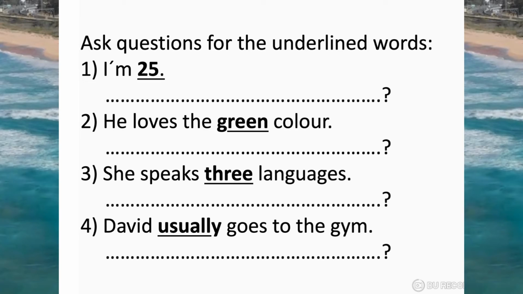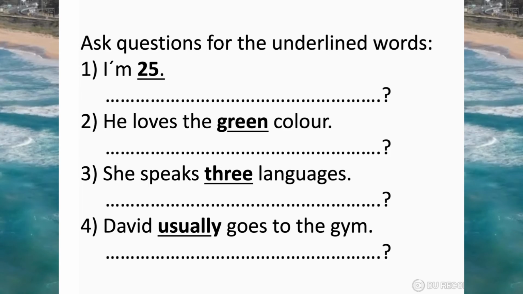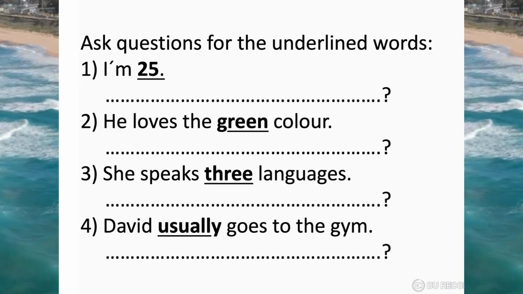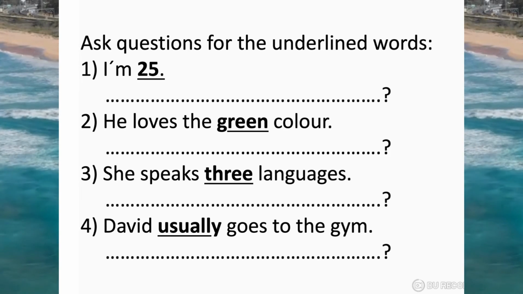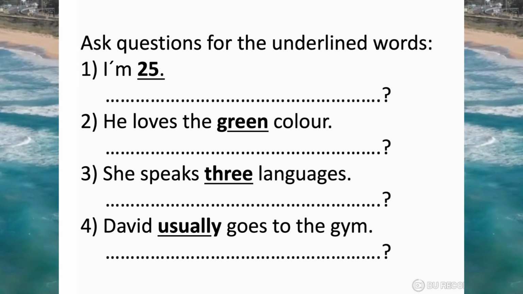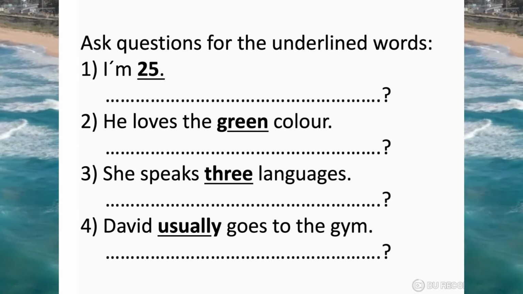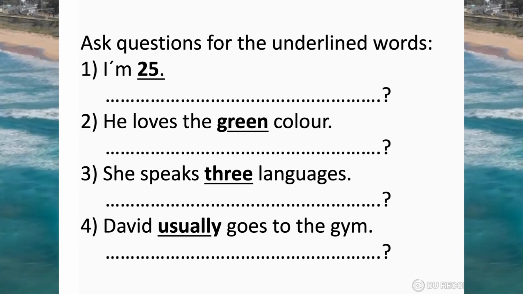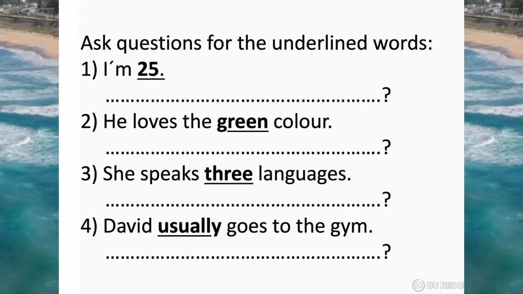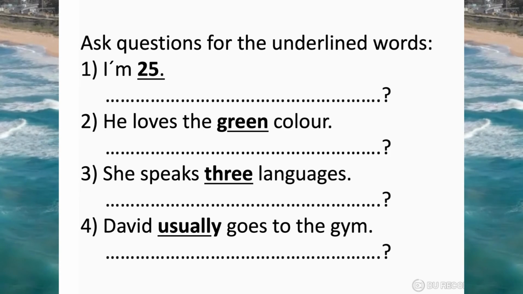Ask questions for the underlined words. I am 25. So in the question, don't write 25 again because it's in the answer. You should write the question about 25. If you write 25 in the question, it's not correct. If you say to me, are you 25? It's not correct. Because ask questions for the underlined words means you don't have the right to write 25. If you write it, it's not correct.